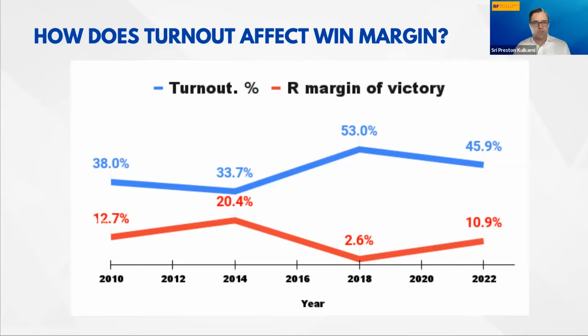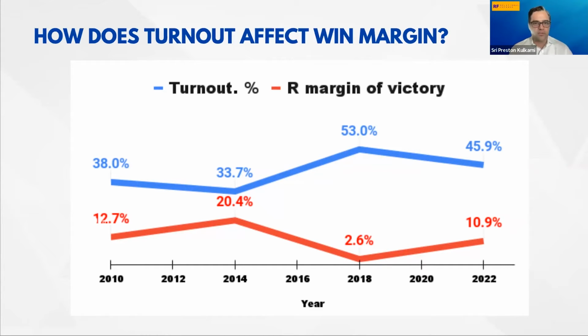Look at those 2 graphs right there. Look at the turnout at the top, and you can see our turnout in Texas is pretty pathetic. We've been in the bottom 5 my entire life. 38%, 33%, right? When the turnout goes down, 33.7% in 2014, look at what the Republican win margin was there, 20.4%. That is completely out of the realm of possibility, right? We're a hopelessly red state.